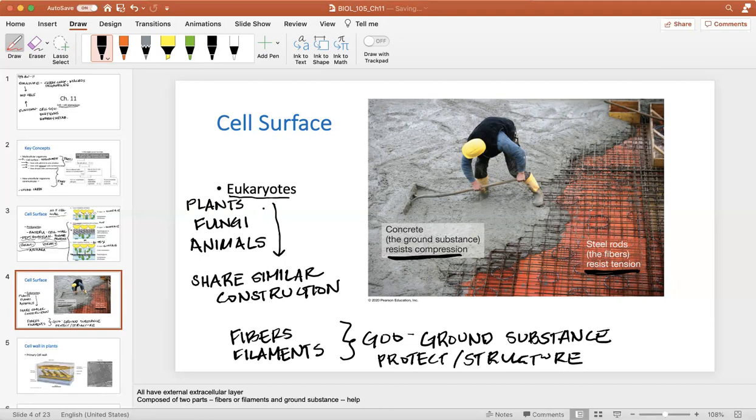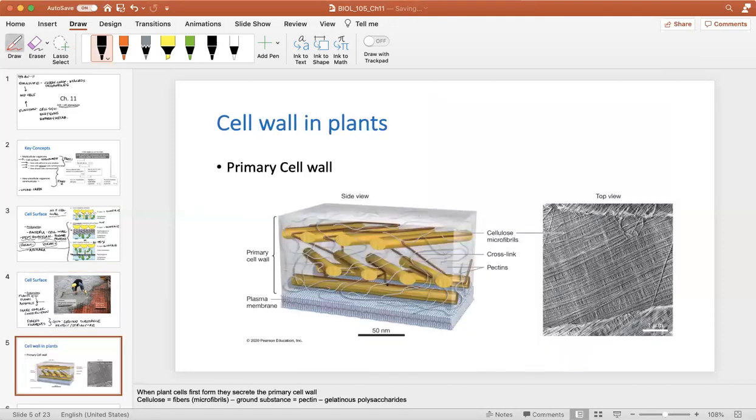Now let's look at what this outermost layer looks like in plants and then contrast that with what it looks like in animals. So in plants, you probably already guessed that the secreted outermost layer is the cell wall, okay? Down here, you can see that we have the phospholipid bilayer, and then secreted on top of that is the cell wall to provide protection and structure. And this cell wall conforms to the construction that we just talked about. Embedded in the cell wall are fibers made of cellulose. You guys know that plant cell walls are made of cellulose.